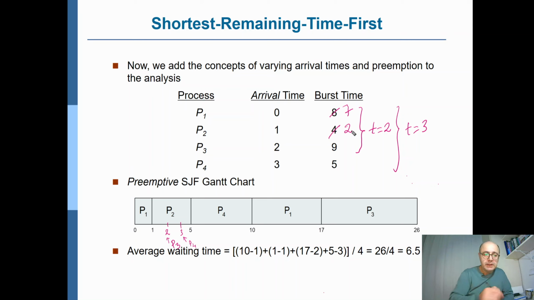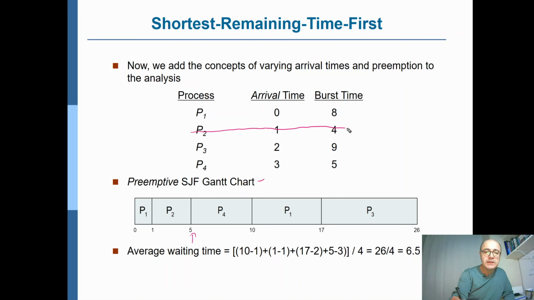As of time unit 5, P2 will have completed. So let me just erase all these. When time is 5, P2 has already completed, so it's not in the system anymore. I'm left with 7, 9, and 5, where P1 had reduced to 7. The shortest one would be 5. That's why P4 goes into the CPU at t equals 5.